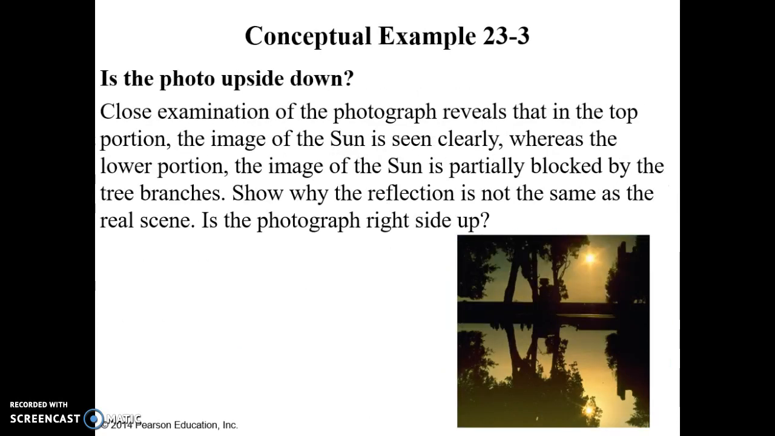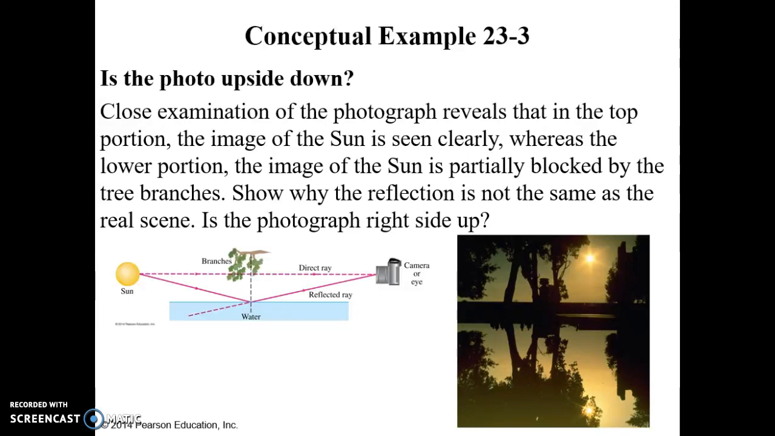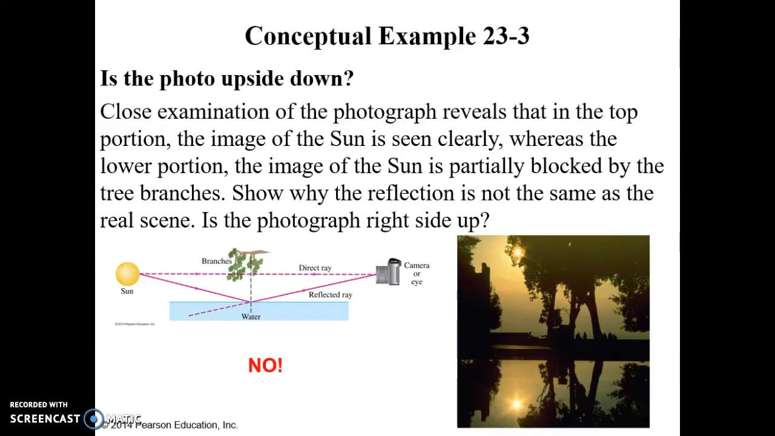In this example, we're going to closely examine the photograph that reveals that in the top portion, the image of the sun is seen clearly, whereas in the lower portion, the image of the sun is partially blocked by tree branches. So the reflection is not the same as the real scene. Is it a photograph right side up? If we draw a ray diagram with the photo right side up and upside down, we see that the photo is actually upside down.